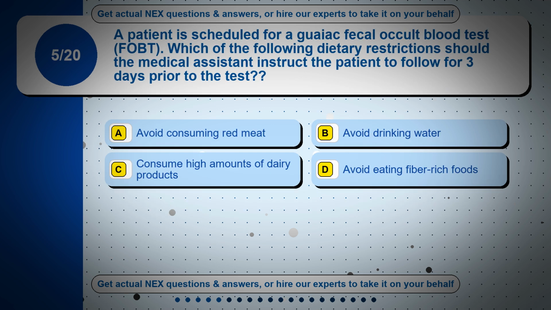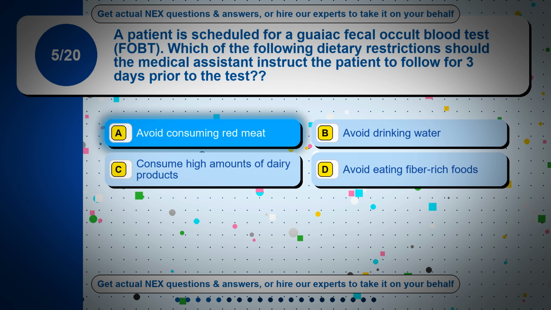Question 5. A patient is scheduled for a guaiac fecal occult blood test, FOBT. Which of the following dietary restrictions should the medical assistant instruct the patient to follow for 3 days prior to the test? Option A, avoid consuming red meat. Option B, avoid drinking water. Option C, consume high amounts of dairy products. Option D, avoid eating fiber-rich foods.